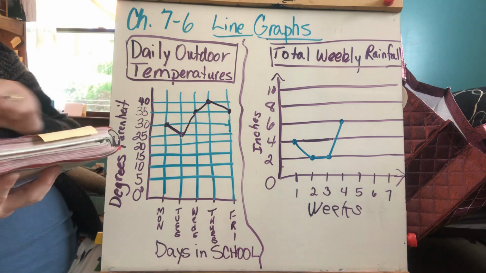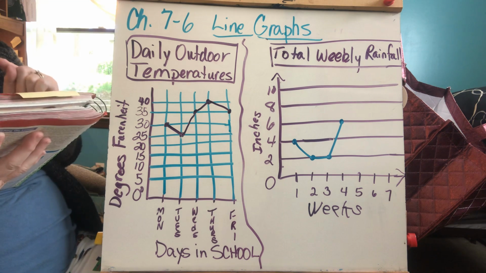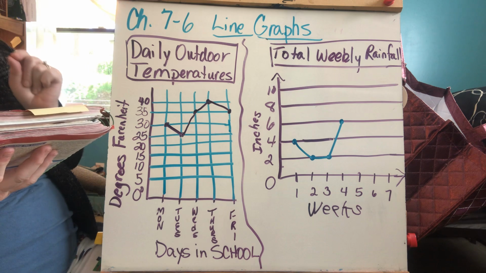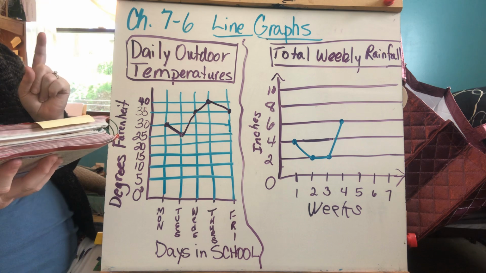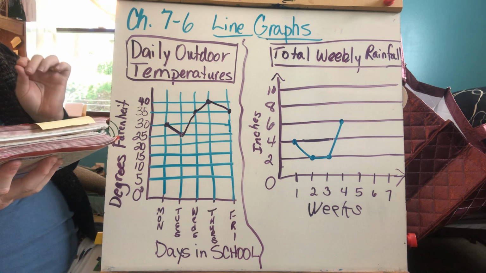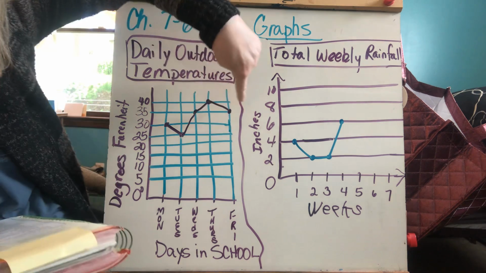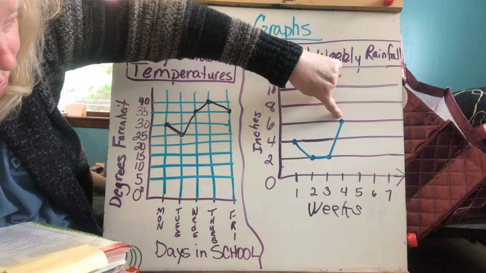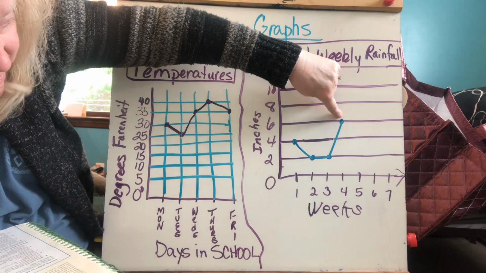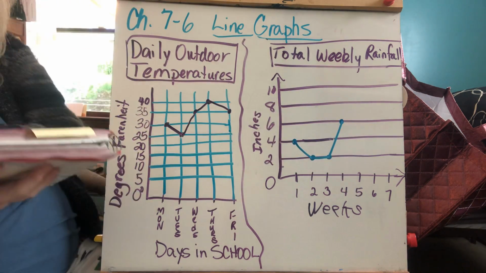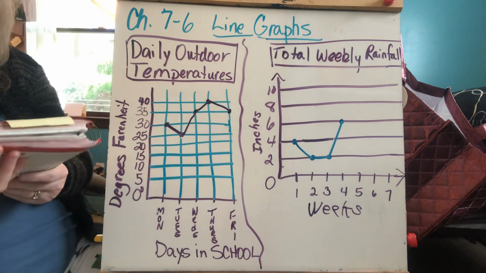Using this graph, and if you can't see it that well, you can look on page 237. Number 4 says, what was the greatest number of inches of rainfall? So first we're looking for a number, how many inches, and then the second question says, which week had that greatest amount of rainfall? So the greatest amount is 6 inches, that's part 1, and the week that had that amount of 6 inches was week 4. So you followed the dot down to whichever week number it was.